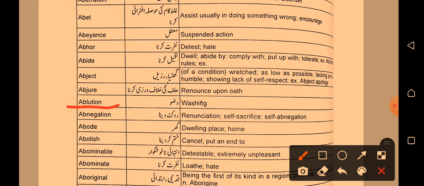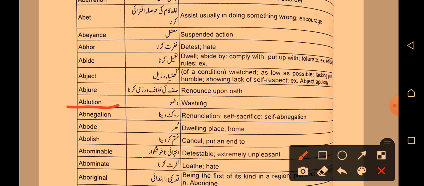Other word we have is abode. Abode means dwelling place or home. We can say house or home. All mean abode. Abode means a place where people or family members live together. In that condition we call abode.